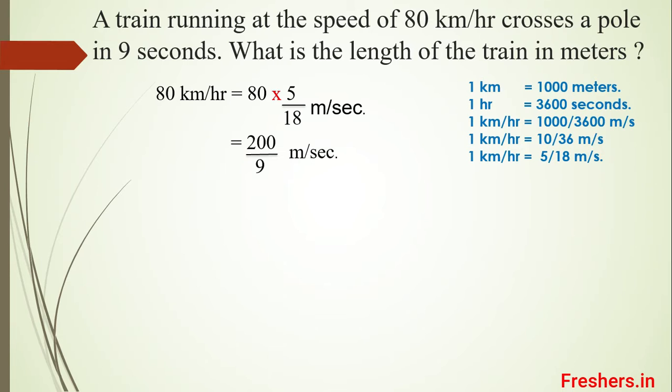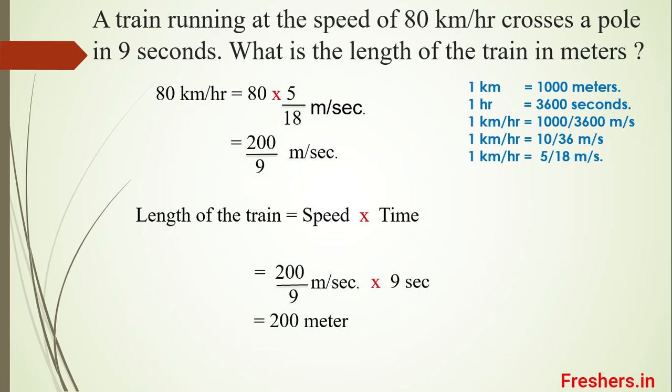So 80 kilometer per hour equal to 80 into 5 by 18 meter per second, which equal to 200 by 9 meter per second. So what is the formula to get the length of the train? Length of the train equal to speed into time. This is the formula that you should remember always. So to calculate the length of the train, we have to multiply the speed into time. So here 200 by 9 meter per second into 9 second, and the answer will be 200 meter. So the length of the train equal to 200 meter.